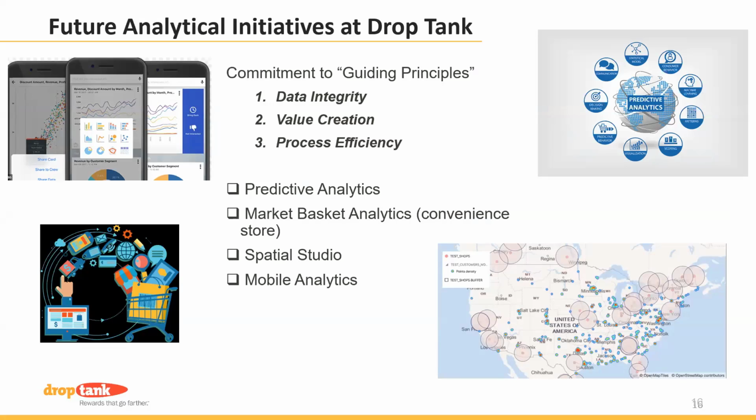And the visualizations you see, those are just areas that we plan to get into in the next 12 to 24 months. Having this analytical tool on people's mobile phones, getting into predictive analytics, using Spatial Studio, which you see on the bottom right, and then the market basket analysis that is included in our analytics platform. We're planning to build in technology in that area. So that's a little bit about where we've been and where we're going.